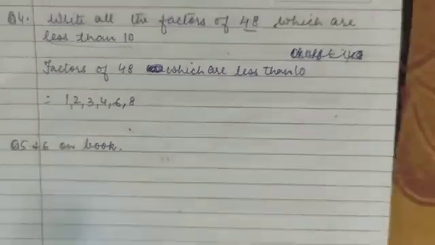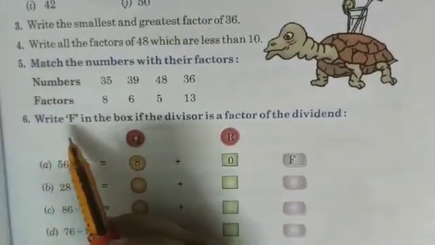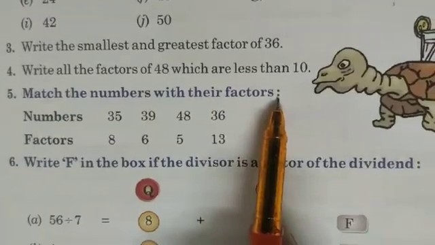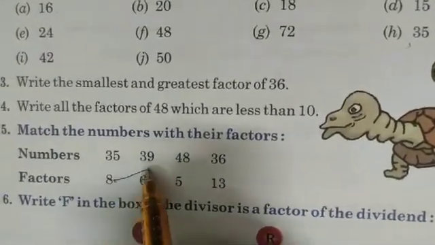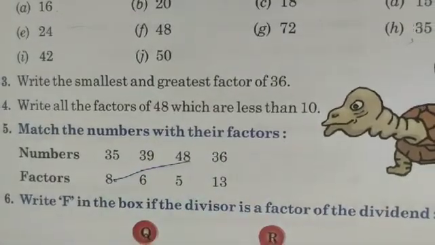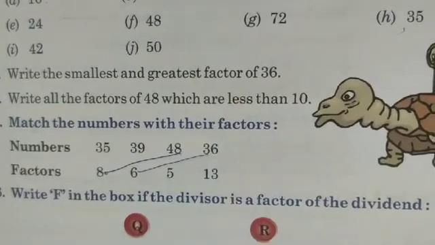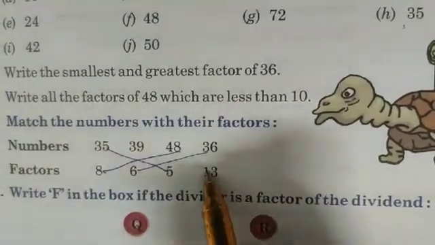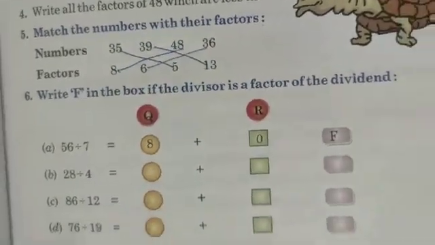Now we will move to the book. This is your question number 5. Match the number with their factors. Okay. Now tell me the factor of 8. 8 6s are 48. Okay. Now 6 6s are 36. 5 7s are 35. 13 3s are 39. Okay. Now move to the next one.